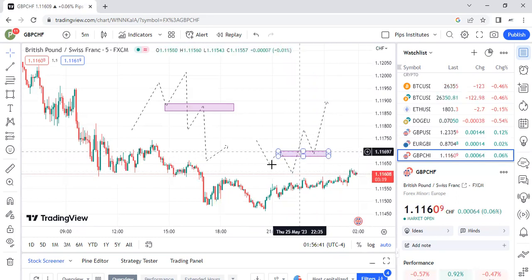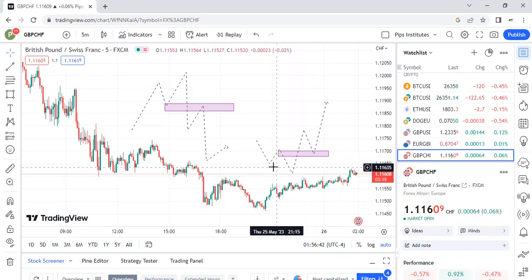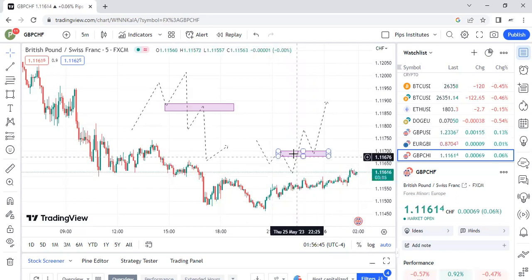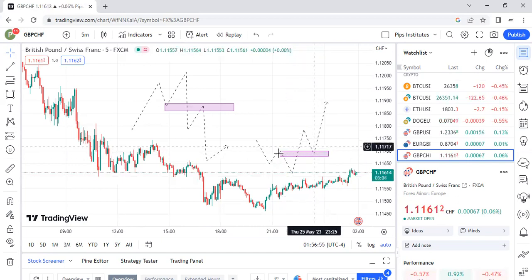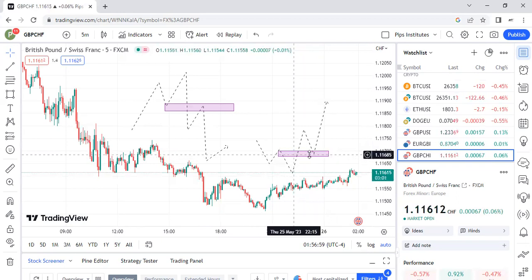Then you can see that this second leg was lower than the first leg. Then we have a break of this order block. Then coming back to the test, it becomes a breaker block, no longer a bearish order block. So then putting it down, testing it, it becomes a bullish breaker block.